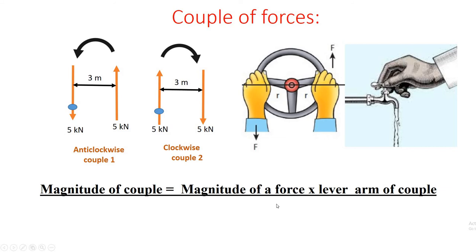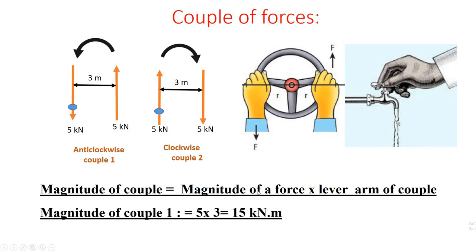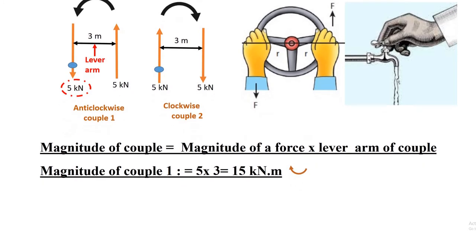Now, what is the magnitude of a couple? That is the magnitude of a force multiplied by the lever arm. Magnitude of a force, that is say 5 kilonewton, and this is the lever arm. So it is 5 into 3, 15 kilonewton into meter. And either clockwise or anti-clockwise in nature.